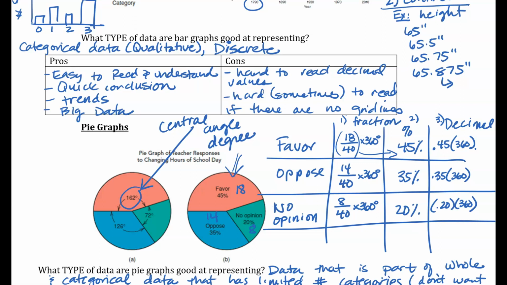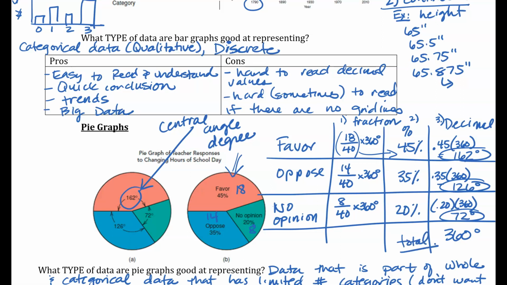So in general, you want to multiply the fraction, the percent, or the decimal by 360 degrees, because there's 360 degrees in the circle. And when you multiply that, you're going to get your degree measure. So when you do 0.45 times 360, you end up getting 162 degrees. So that matches up with this degree measure. And then 0.35 times 360 is 126 degrees. And then with this last one, you end up getting 72 degrees. And if you add those up, 162 plus 126 plus 72, you should end up getting 360 degrees total.